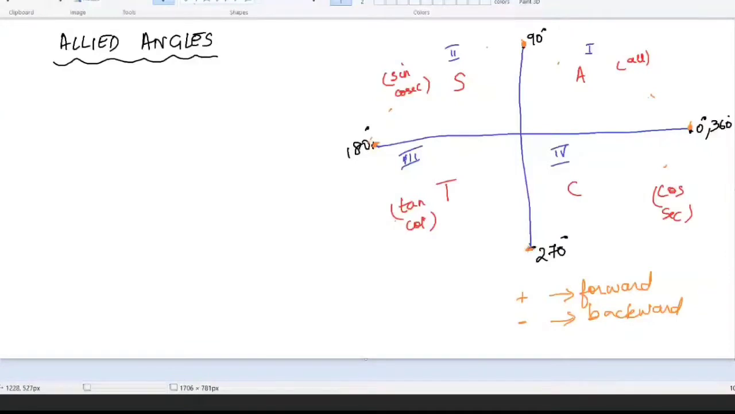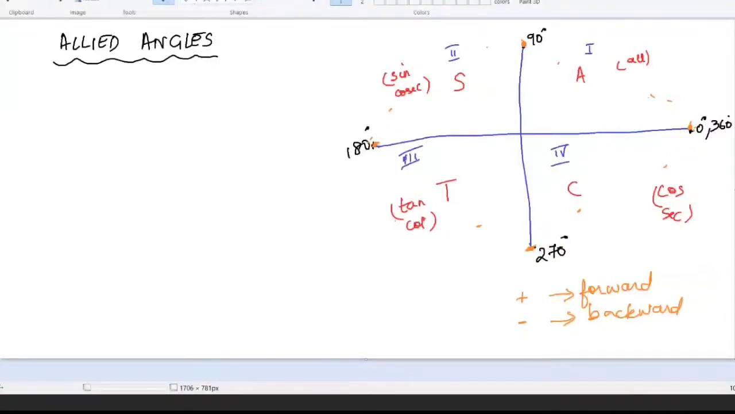Now I am at 270. 270 plus, plus means go forward, to the fourth quadrant. 270 minus, where should I move? Third quadrant. Next, come back to 360. 360 plus, move to the first quadrant. 360 minus, move to the fourth quadrant. Hope this idea is clear.